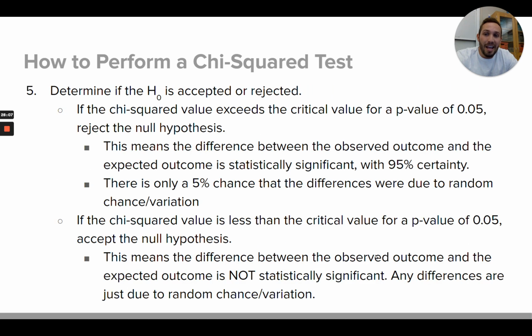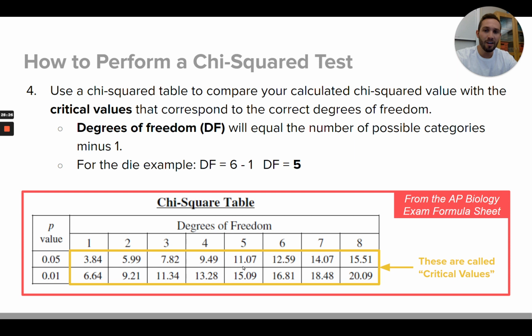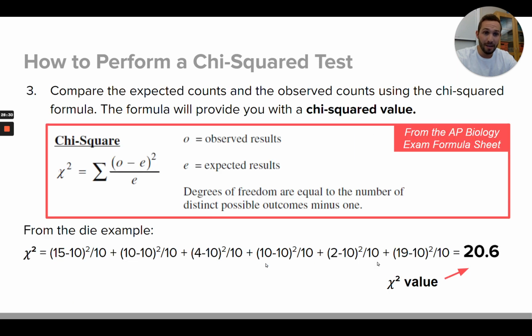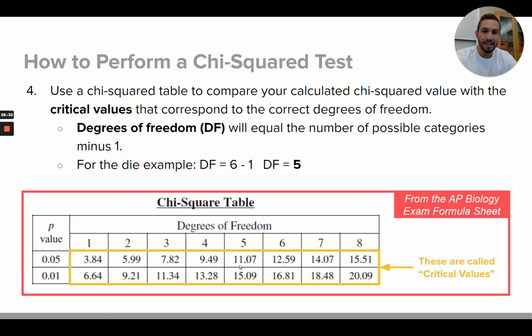Now, if your chi-squared value was less than the critical value for a p-value of 0.05, then you would accept the null hypothesis. That means that the difference between what you observed and what you expected is not statistically significant, and any difference that you see is probably just because of random chance. So let's say that our chi-squared value was like 10. It wasn't 10, but let's pretend it was. Our chi-squared value is 10. 10 does not exceed 11.07.